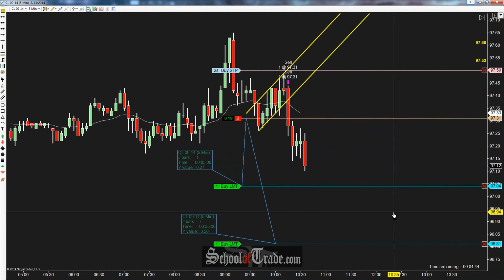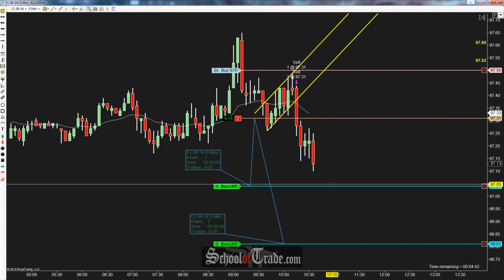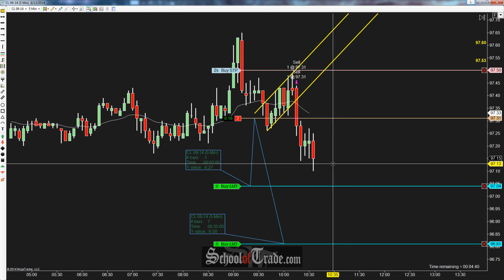All right, getting some big block sellers coming in here might be enough to give us that push down that we're looking for to 97.04.